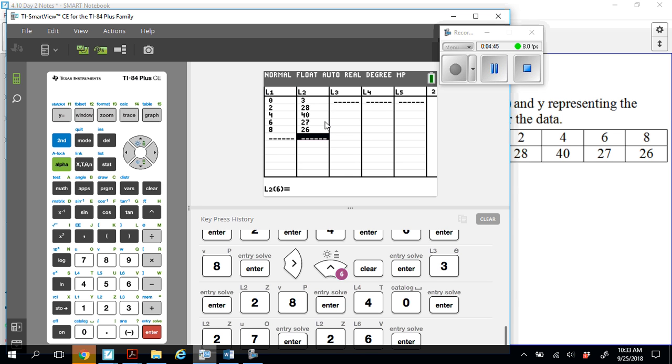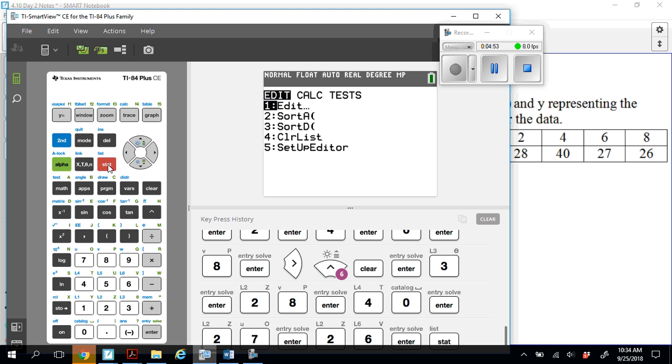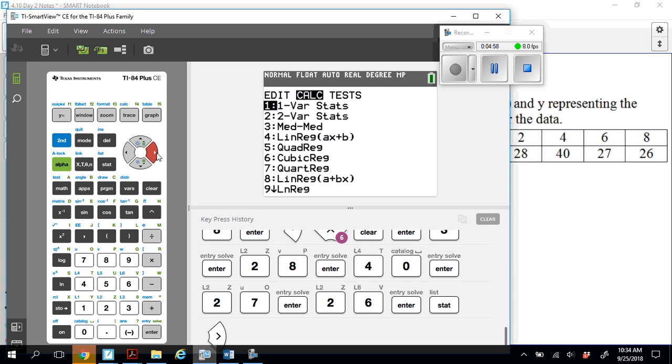Okay, now we're actually going to get that quadratic regression or the quadratic model. So once again, we go back to our stat key. And then now we're going to calculate. So we're going to right arrow over to calc. And because we're trying to figure out the quadratic regression, we're going to go to number 5 here where it says quad reg. That's our quadratic regression. So we're going to go all the way down arrow to number 5, so it's highlighted, and then press enter.